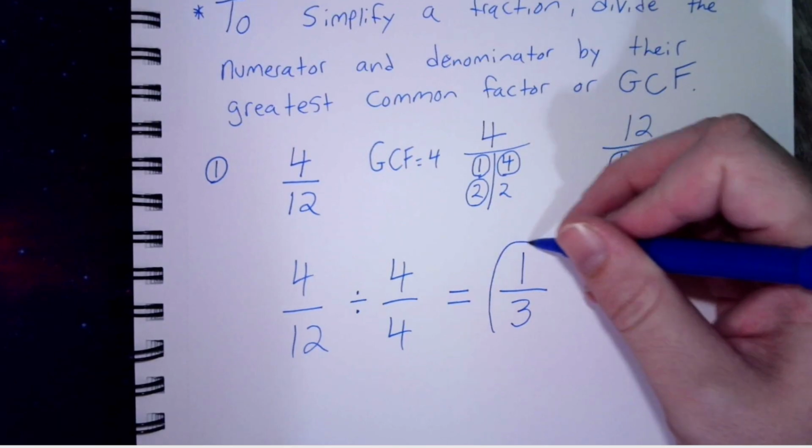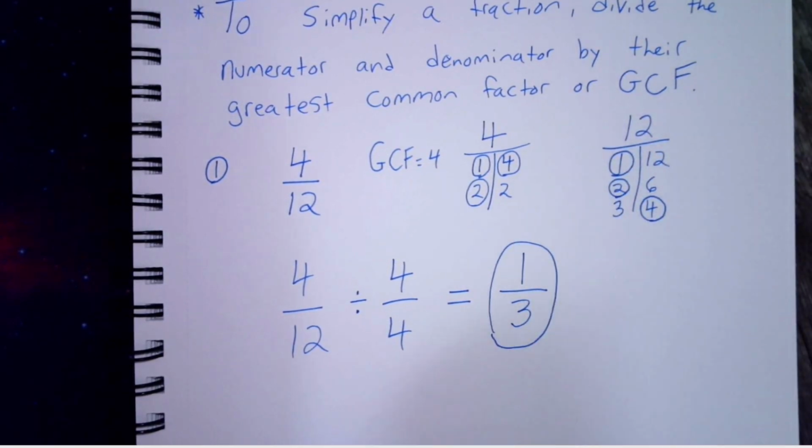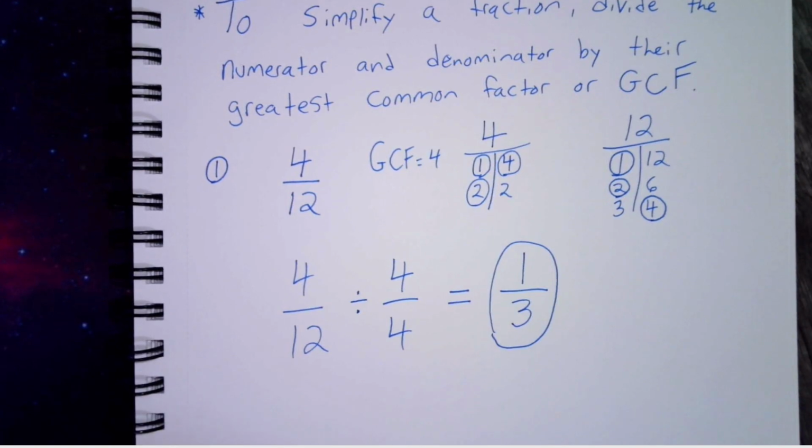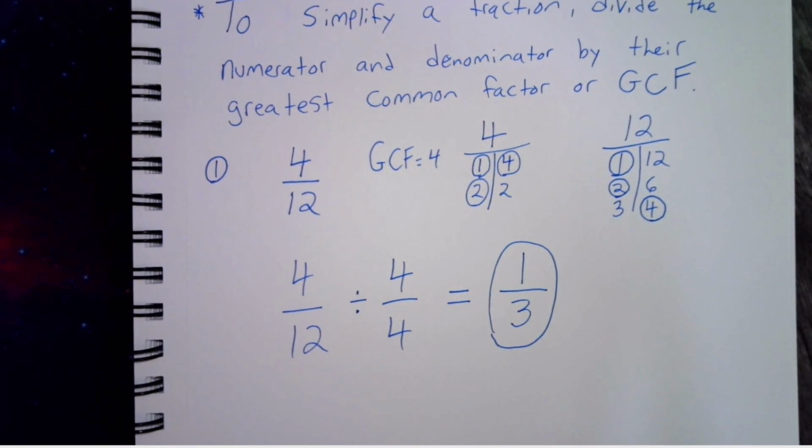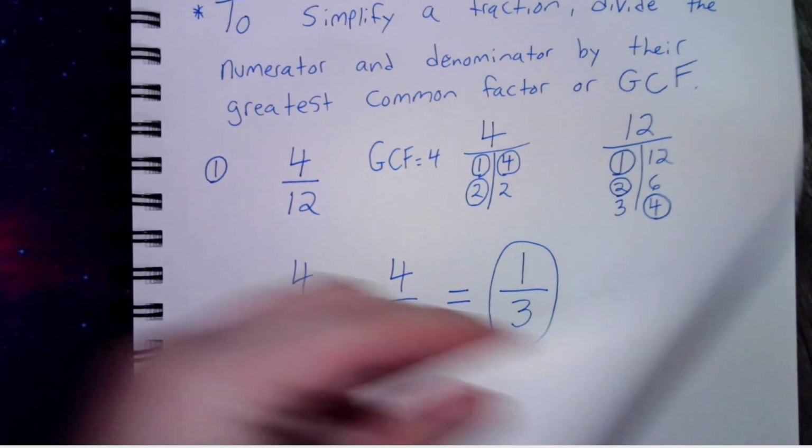So 1/3 is our simplified fraction. 1/3 is equivalent to 4/12, and it is the simplest terms that we can use to describe that fraction without changing its value. It's still equal in value. Okay, so we got a couple more problems here on the next page.